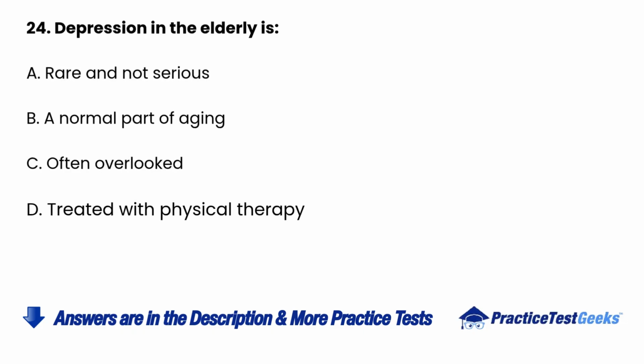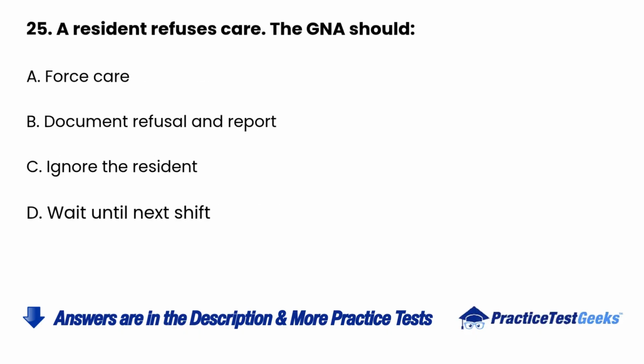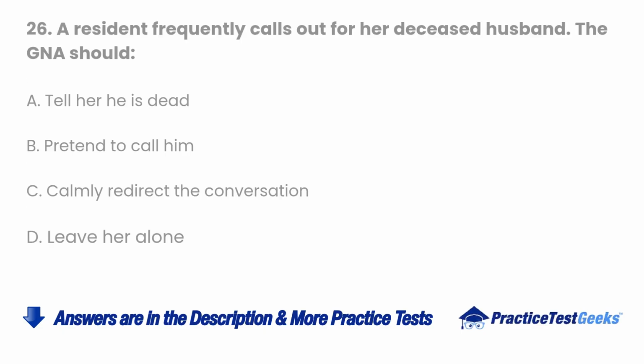24. Depression in the elderly is A. Rare and not serious. B. A normal part of aging. C. Often overlooked. D. Treated with physical therapy. 25. A resident refuses care. The GNA should A. Force care. B. Document refusal and report. C. Ignore the resident. D. Wait until next shift.